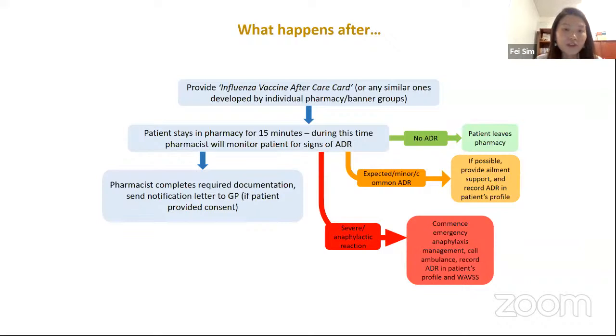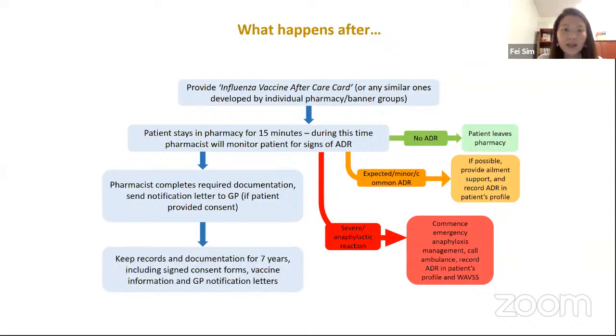The pharmacist would also need to complete all the documentation and then send the notification letter to a GP to tell the GP that the patient has been given this vaccine. Then the record needs to be kept for 7 years, including any of the signed consent forms and the vaccine information and any GP notification letters. So that is the last step in giving one vaccine.